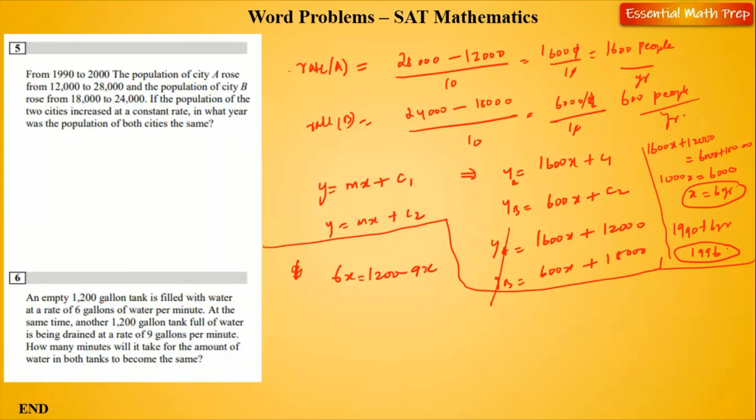That means it's negative m. So that means it's 15x equals 1,200. So x equals 1,200 over 15, which is 80 minutes. In 80 minutes, the amount of water in both tanks will be the same.